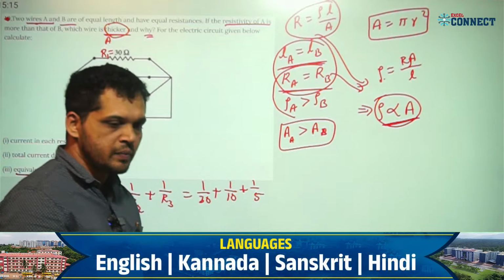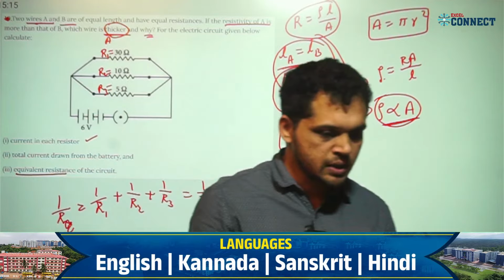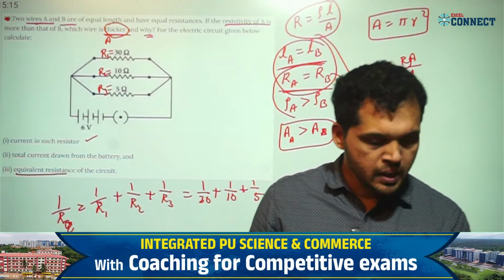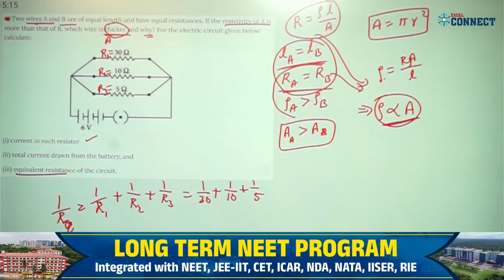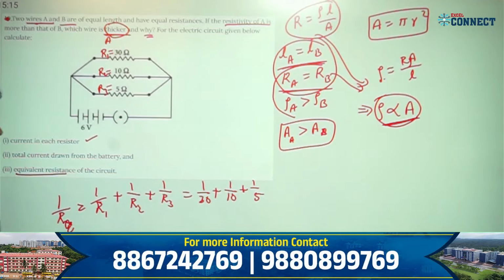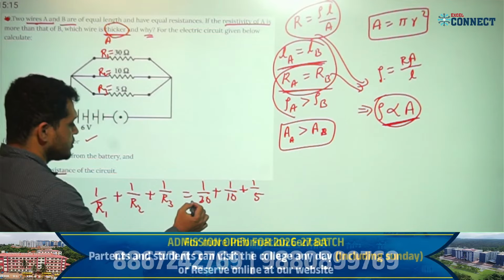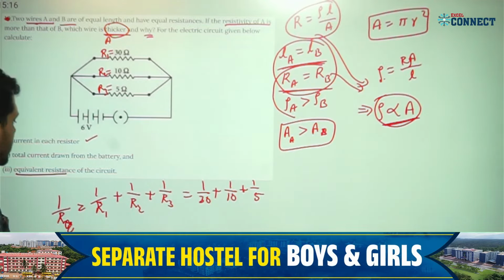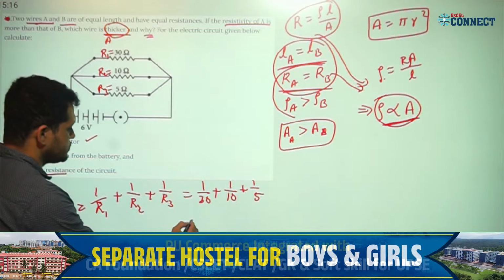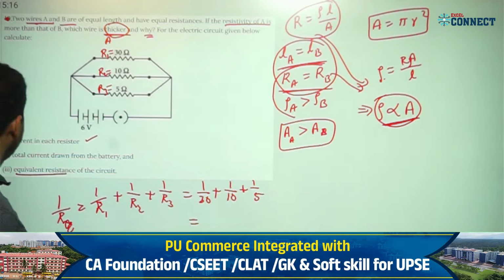It is a parallel combination. Parallel combination is not 30 plus 10 plus 5. Someone is wrong there. First you take the LCM and simplify, and you should find the equivalent resistance.